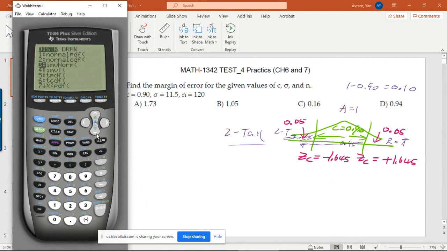May I ask a question about that? Yes. I don't know why, but mine's not working. I do second vars, inverse norm. Second vars, yeah. Then you have to go to number 3, inverse norm.